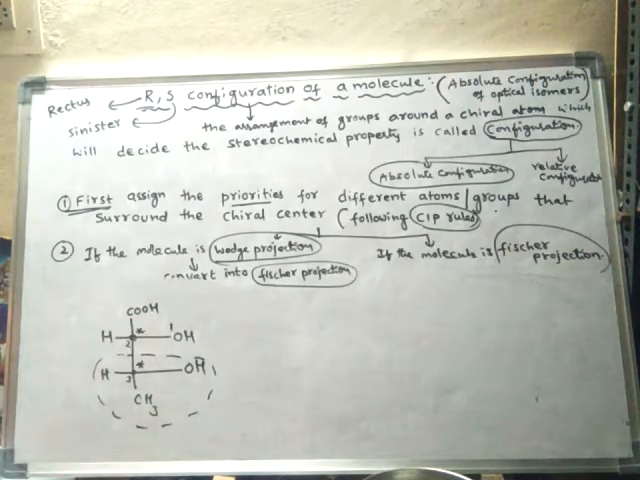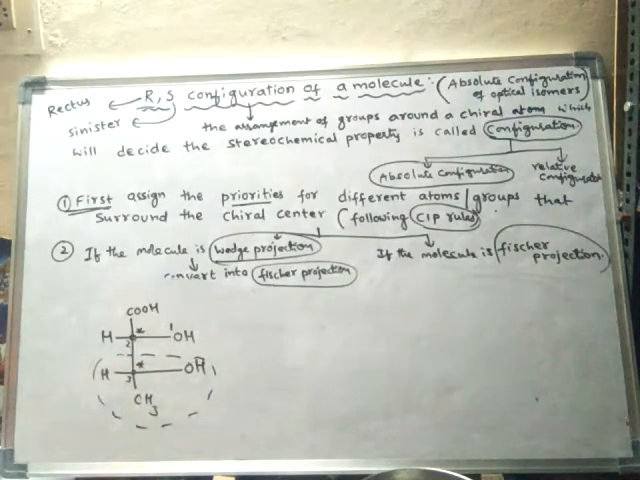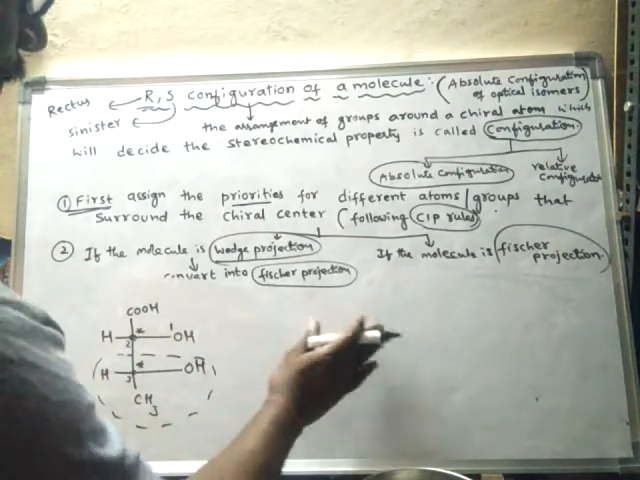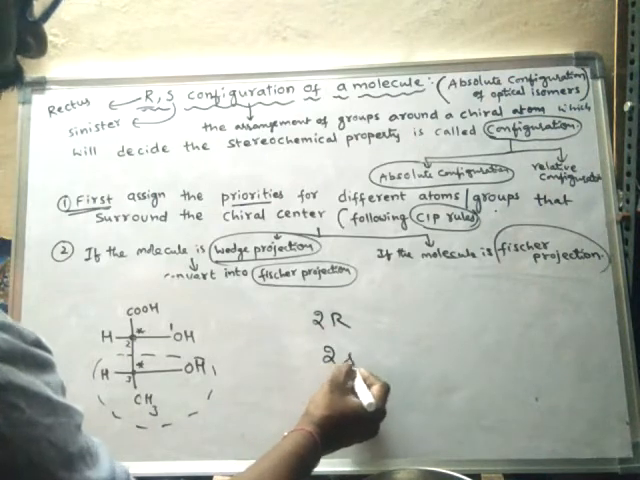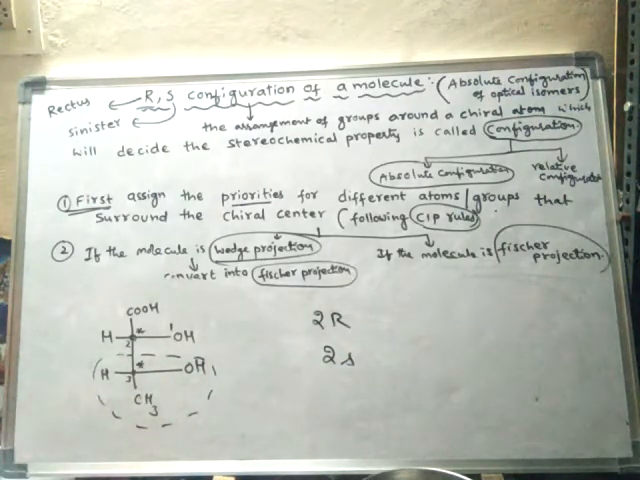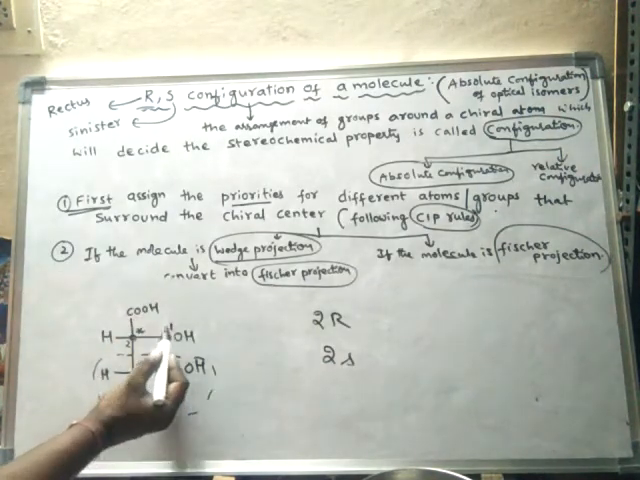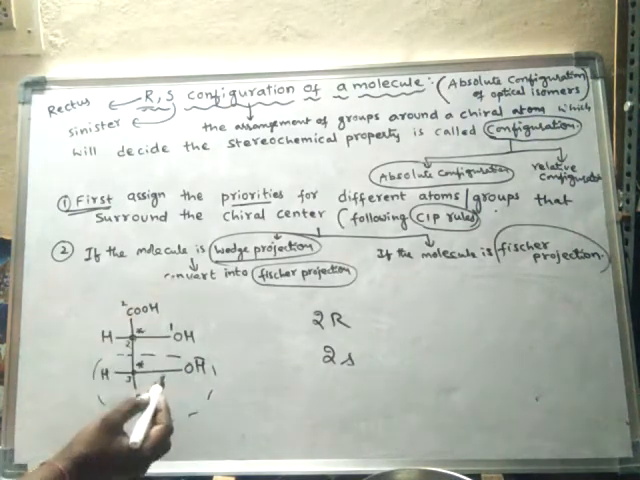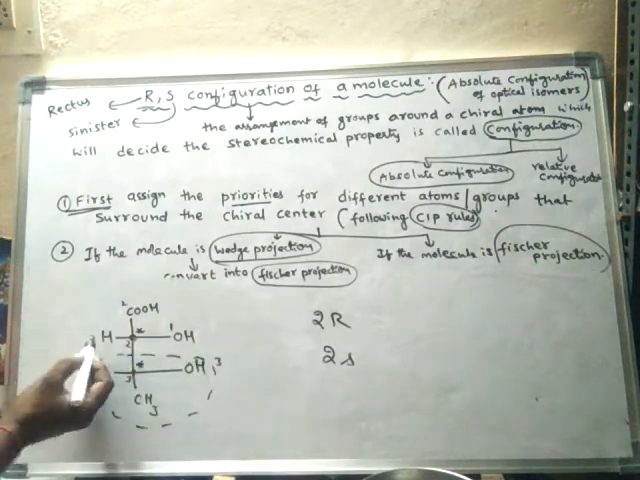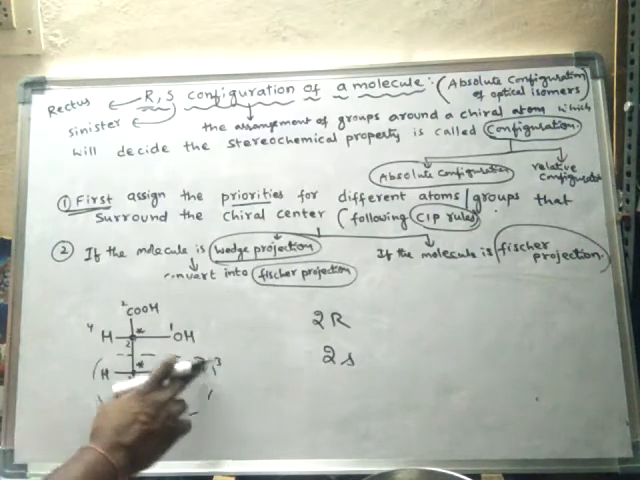What is the configuration of this chiral carbon, the second carbon? Whether it is R configuration or S configuration, we will check now. In order to check the configuration, first we have to assign the priority order. This will be the first priority group, next this will be the second priority group, this will be the third priority group, and this will be the fourth priority group. This entire group is given third priority.